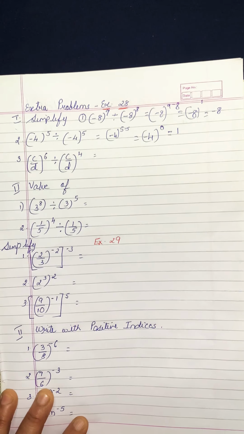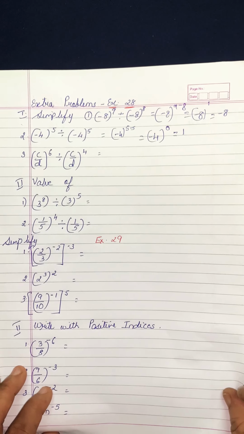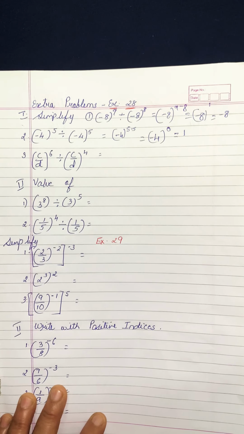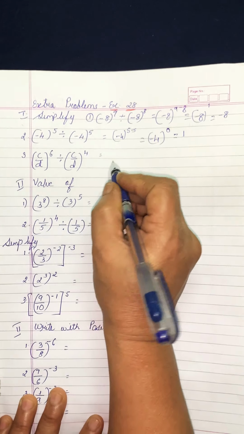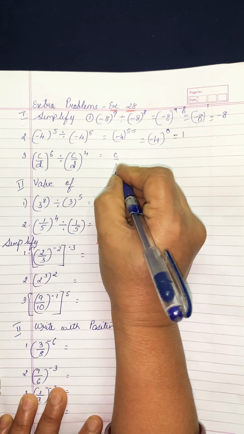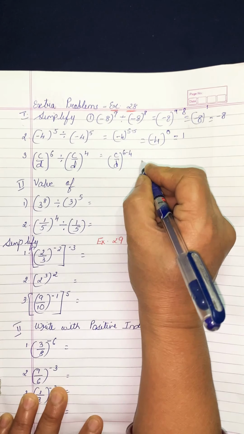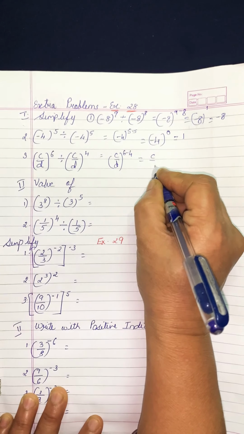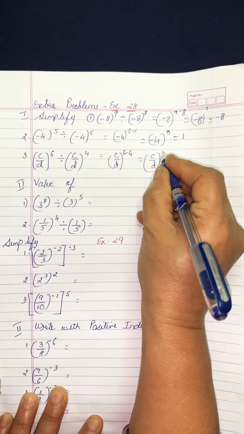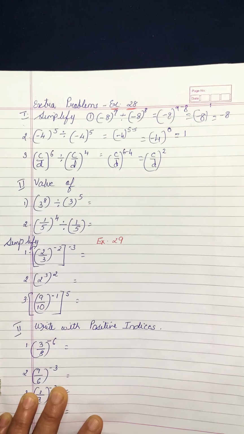Now next one, the third one, (c/d) raised to 6 divided by (c/d) raised to 4. So this will be (c/d), the whole thing raised to 6 minus 4, that is equal to (c/d) raised to 2. Okay, got it? I hope you have understood these extra problems.